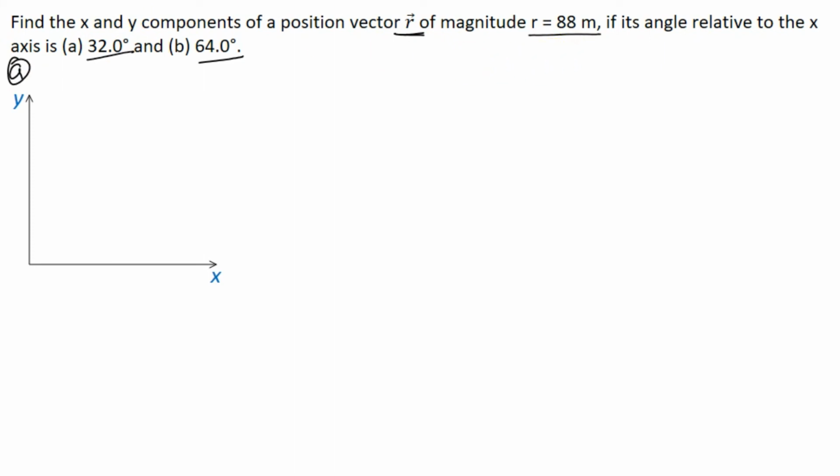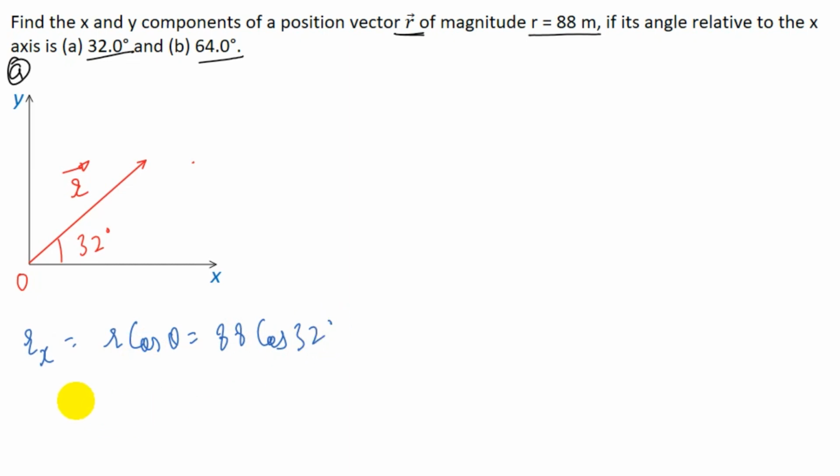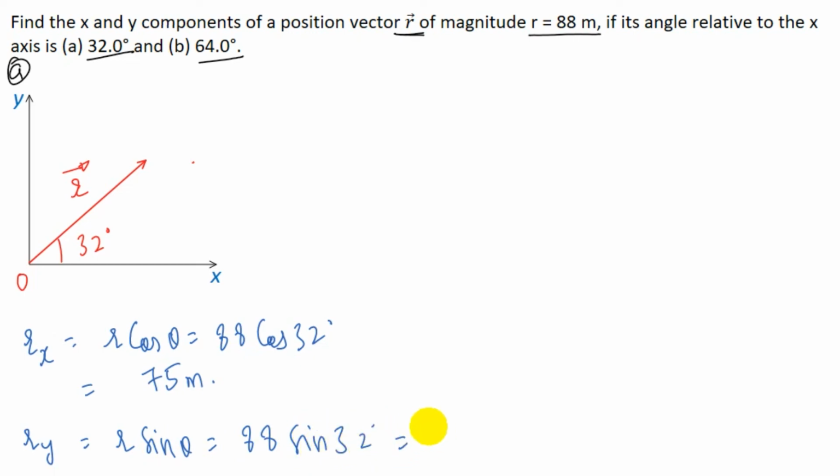So let us try to represent this position vector on this coordinate system. So this would be, we can take it to be r vector, and this is the origin. Now this angle theta we are given to be 32 degrees. Now the x and y components we need to find. So x component we know is r cosine theta, and r we have 88 meters, cosine of 32 degrees. So that would be equal to 75 meters. Next, ry, the component in the y direction, is r sine theta. So 88 sine 32 degrees. So this comes out to be 47 meters. So this is the answer for the a part.